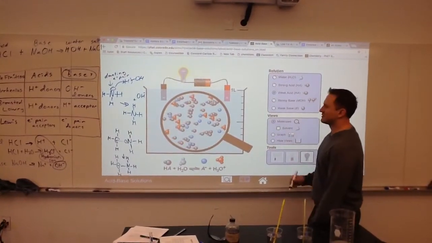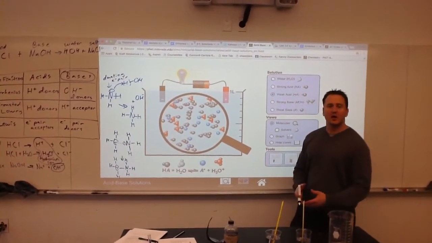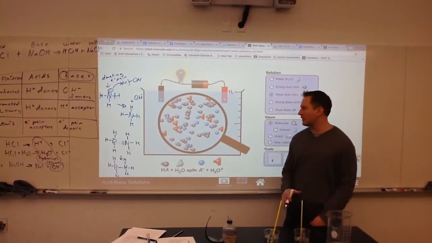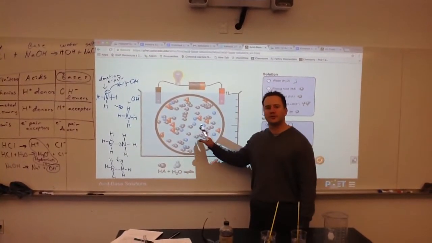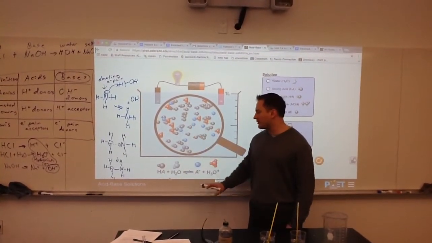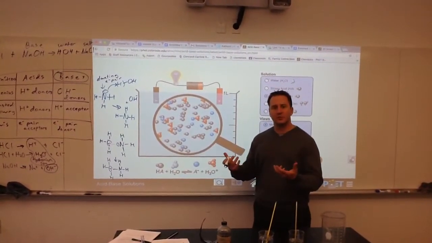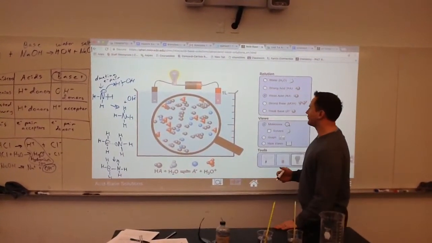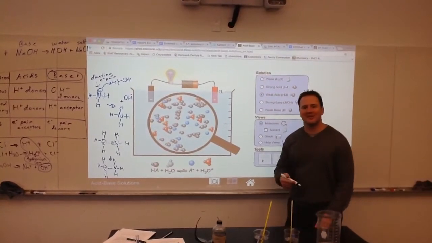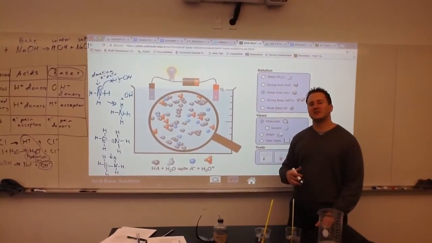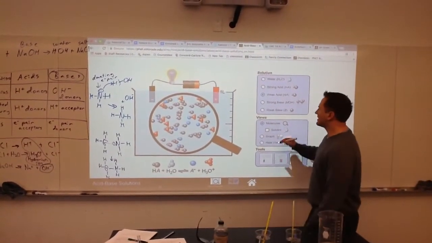However, a weak acid, such as vinegar or citric acid, or most of the organic acids that we see in our world, only a small portion of the molecules actually ionize. Most of them remain in the gray form you see here, or unionized, and very few break apart into the ionic form. Hence, it doesn't conduct electricity as well, so we would consider that a weak electrolyte. And the same deal for bases.